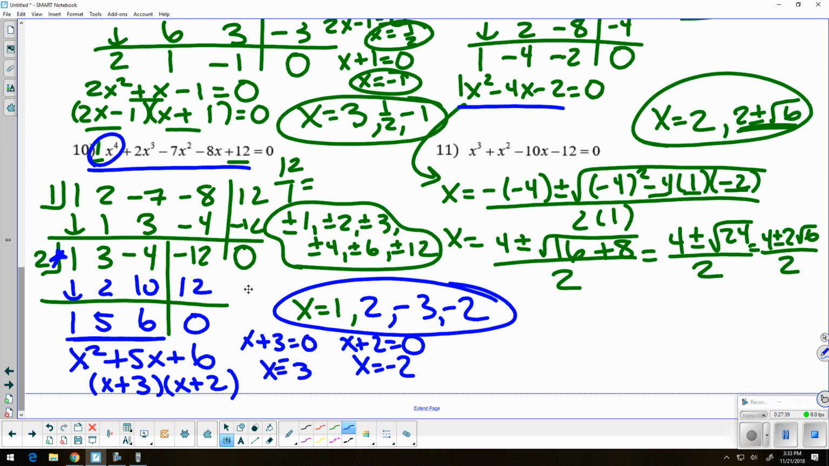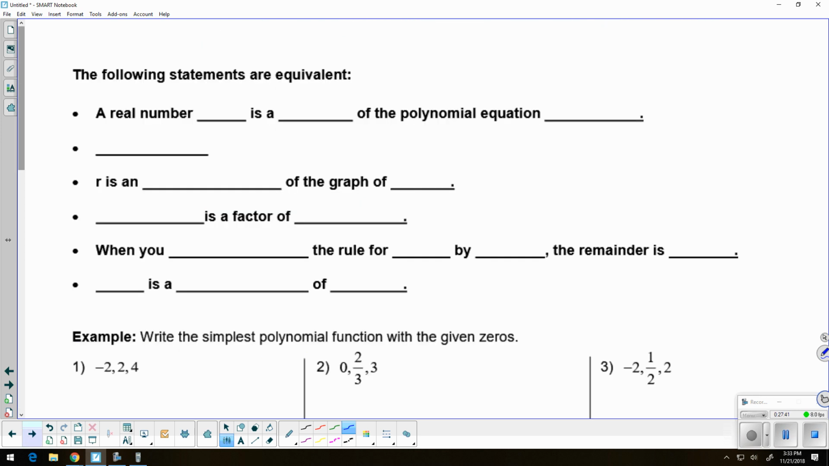All right, but moving on to the next part. On this next page, filling in all these blanks, it says a real number r is going to be a 0 of the polynomial equation p of x equals 0. I should state at the top, it says all these statements are equivalent. So these all mean the same thing. Every bullet point I'm explaining is saying the same thing over and over again, just in a different way.